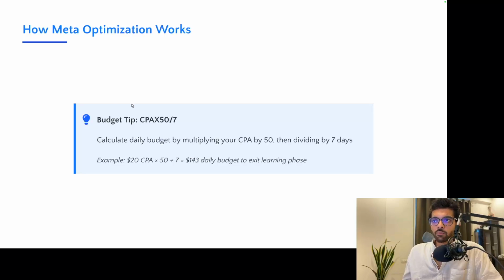Here is my tip for budget selection. What is your cost per action? You multiply it by 50 and divide it by 7, right? So if it is 20, 20 multiplied by 50 divided by 7, so 137, 147 has to be your daily budget for that particular ad set, not campaign, ad set. If your campaign is having, let's say, 4 ad sets, then you multiply this volume by 4 because each ad set will go through a learning phase, right?